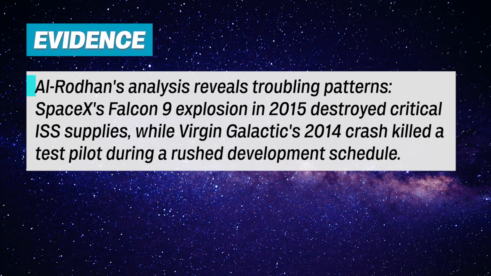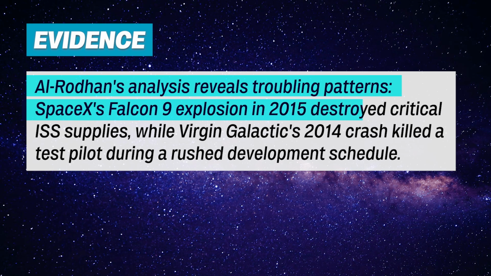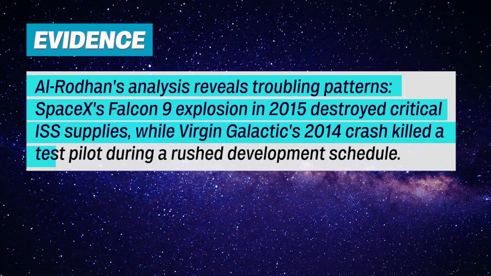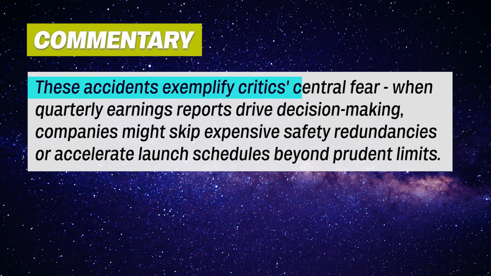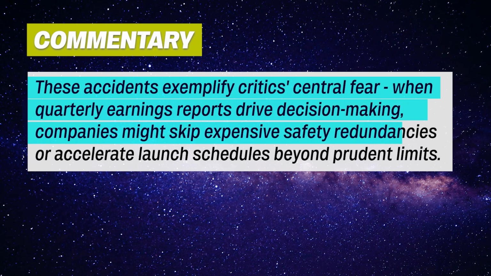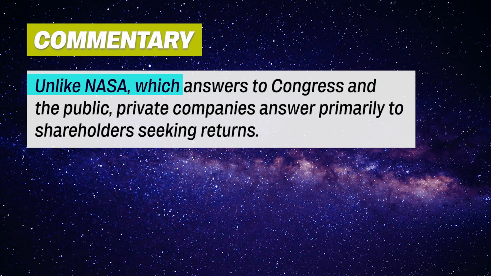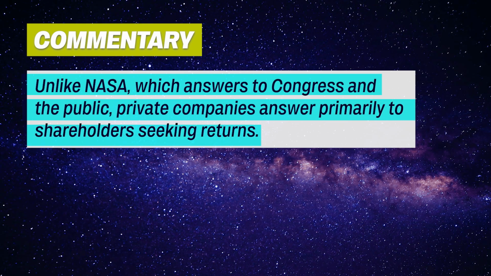Here's your evidence. L. Rodin's analysis reveals troubling patterns. SpaceX's Falcon 9 explosion in 2015 destroyed critical ISS supplies, while Virgin Galactic's 2014 crash killed a test pilot during a rushed development schedule. Commentary. These accidents exemplify critics' central fear. When quarterly earnings reports drive decision-making, companies might skip expensive safety redundancies or accelerate launch schedules beyond prudent limits. Unlike NASA, which answers to Congress and the public, private companies answer primarily to shareholders seeking returns.